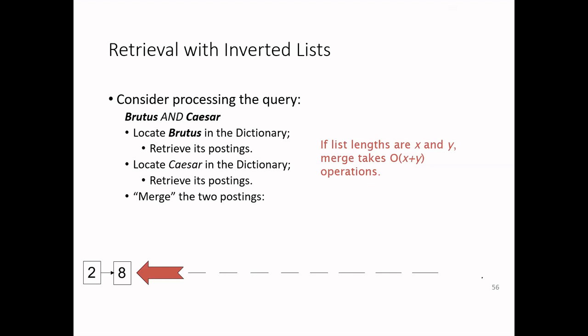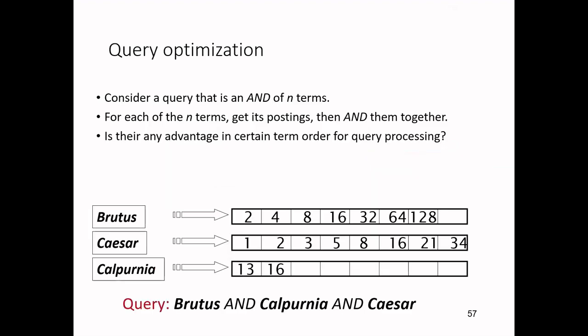All right. And if the list lengths are X and Y, then merging takes on the order of X plus Y. So it's a linear operation. All right. Another point I want to mention here before we move on is query optimization. If you look at the previous slide, I said first check Brutus, then check the second one, and so on.